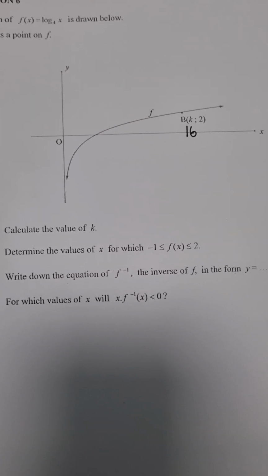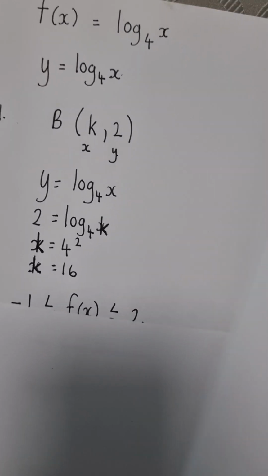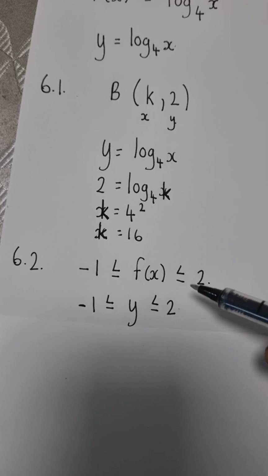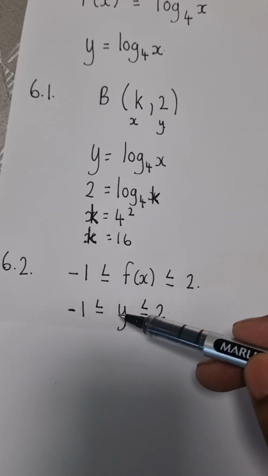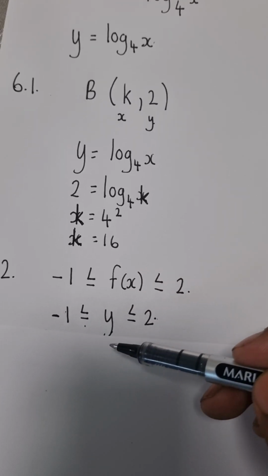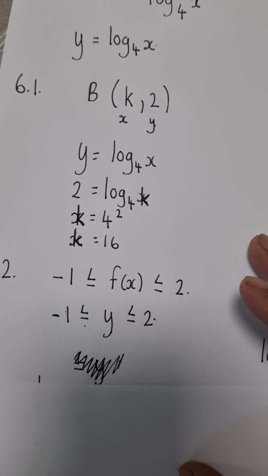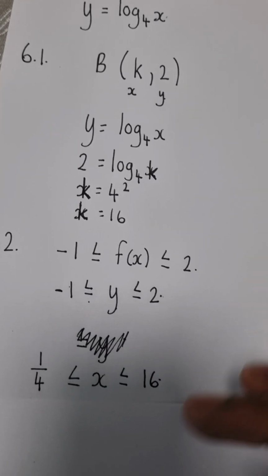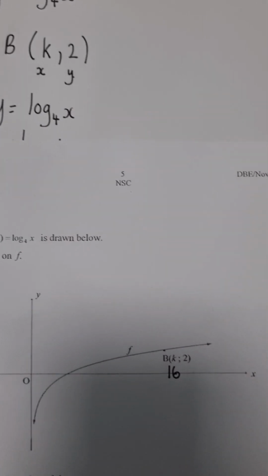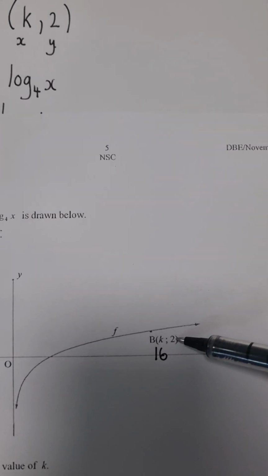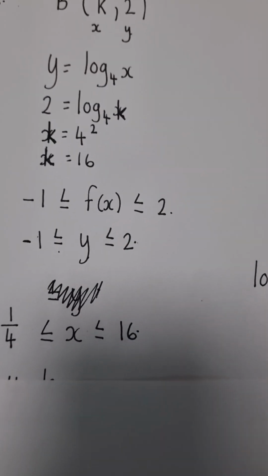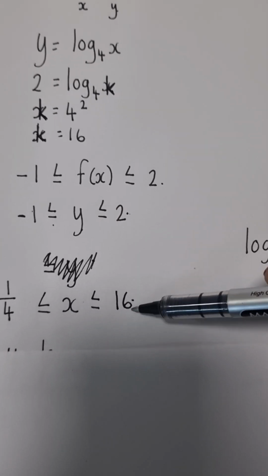The next question says determine the values of x for which -1 ≤ f(x) ≤ 2. So wherever we see f(x), we can replace it with y. Now they're saying when the y value is between -1 and 2, what are the x values? Earlier we calculated that when y was 2, x was 16. So wherever y was 2, x is 16.